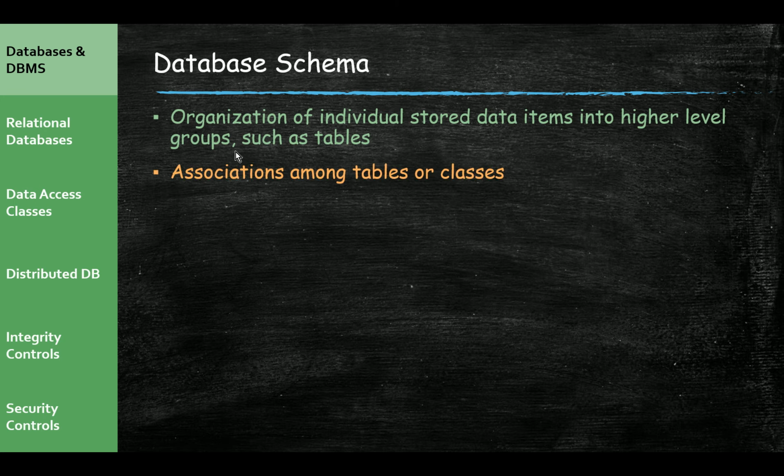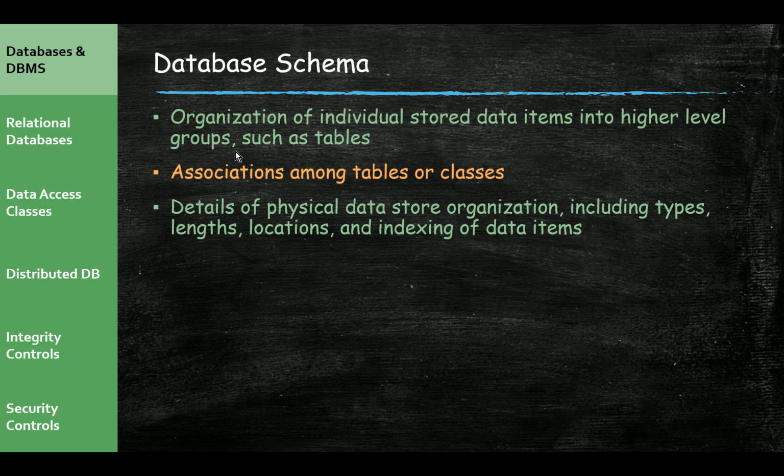Associations among tables or classes are also stored in the database schema. In other words, the database schema knows how different tables are related to each other, so it knows the ramifications, say, for deleting data in one table that references data in a different table. The schema also contains details of physical data store organization, including the types, lengths, locations, and indexing of data items. In other words, in the database schema, you not only define your tables and the columns, but you tell it what types of data can go in those columns.